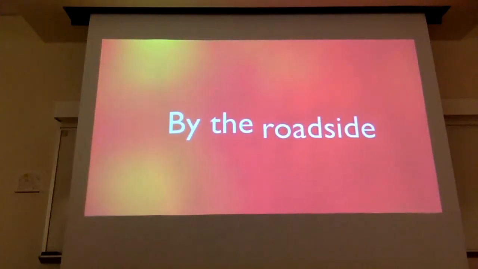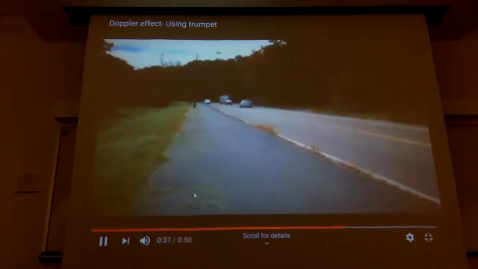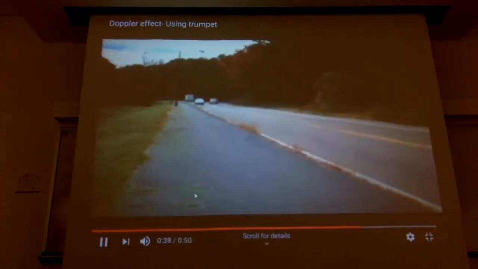So now we're going to switch to the roadside, which is now going to be a stationary observer relative to the moving car, which means there's a relative motion between the two.